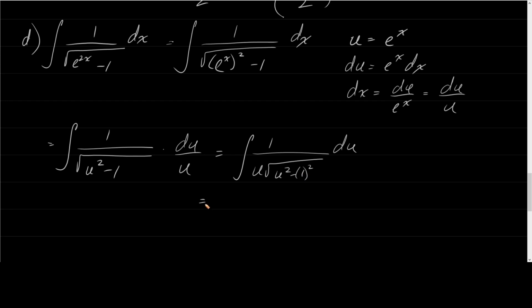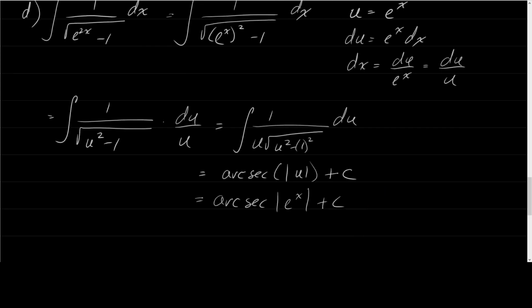So this becomes 1 over a, so 1 over 1, times arcsecant of the absolute value of u plus c, which means arcsecant of the absolute value of e to the x plus c. But e to the x is always positive, so we can just rewrite this as arcsecant of e to the x without the absolute value, because e to the x is never negative.